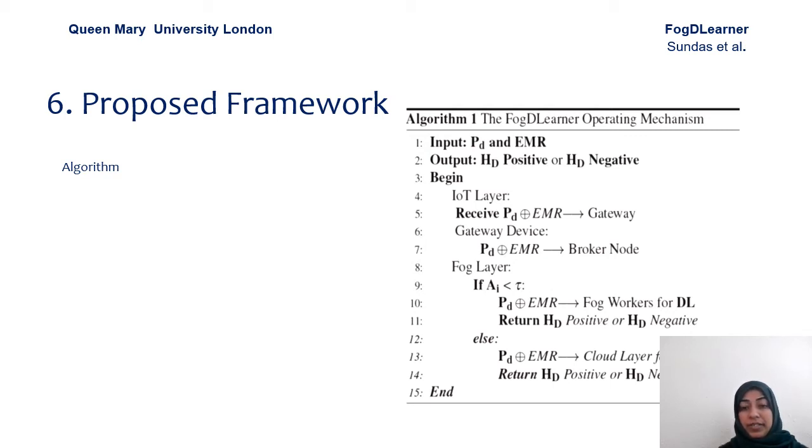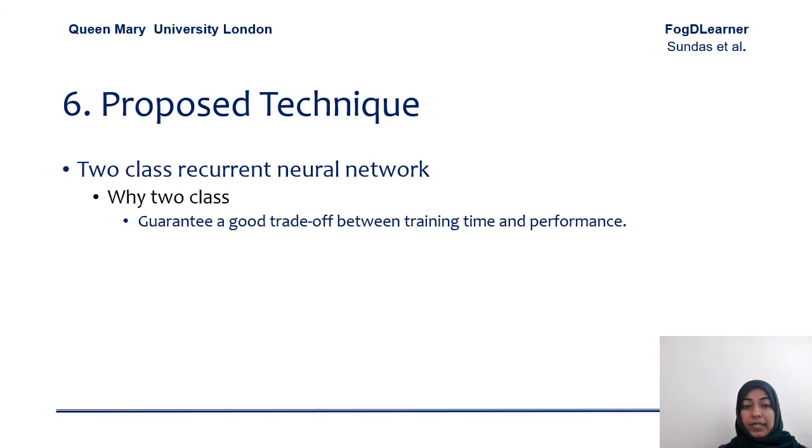Physiological data and electronic medical records are entered as input, and it gives the output whether a patient has heart disease or not. Data is collected by the gateway device, and this device sends it to the broker node. At the fog layer, the availability index is checked. If the availability index is less than a threshold, then it will send data and tasks to the fog worker for processing, otherwise it will send data to the cloud layer for processing, and both of them will return the results. It works in a master-workers manner.